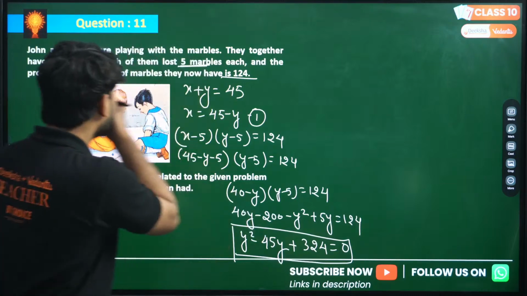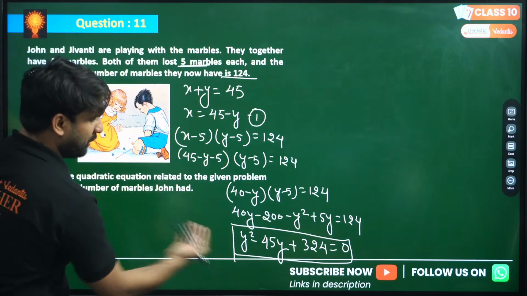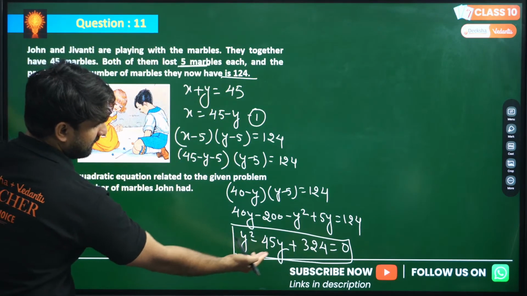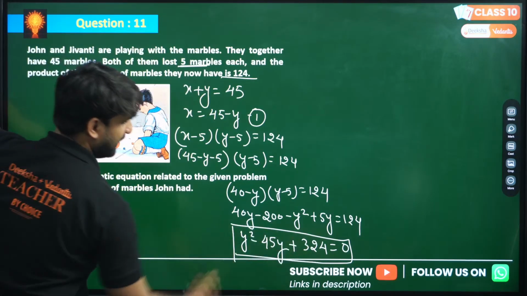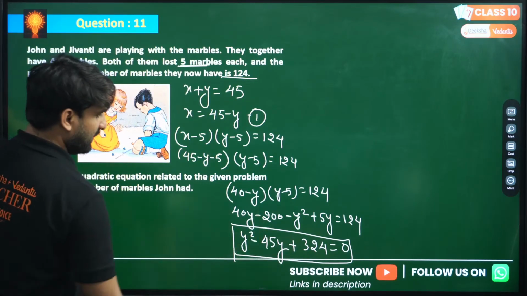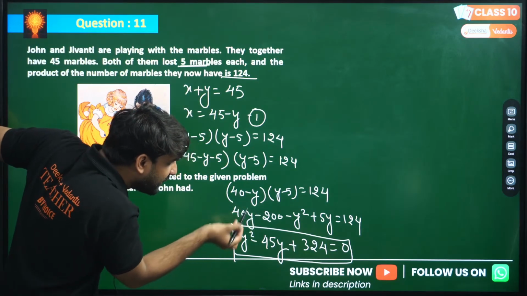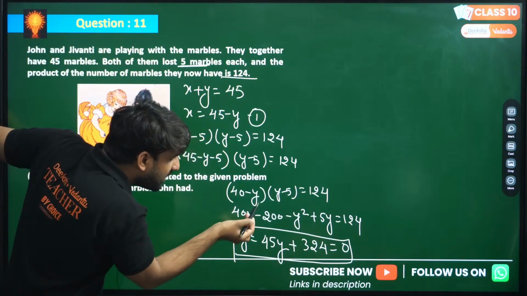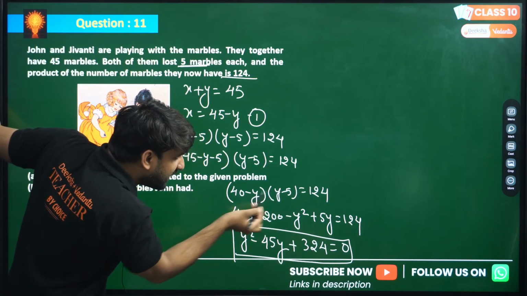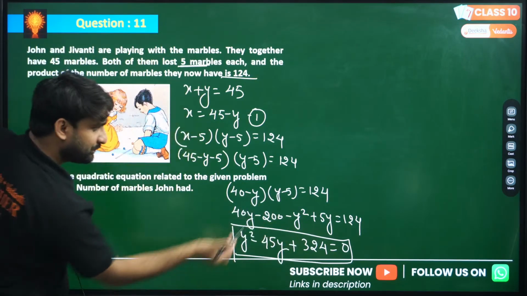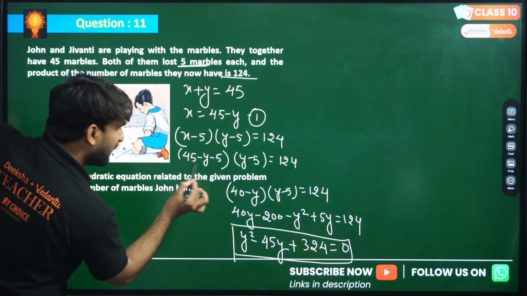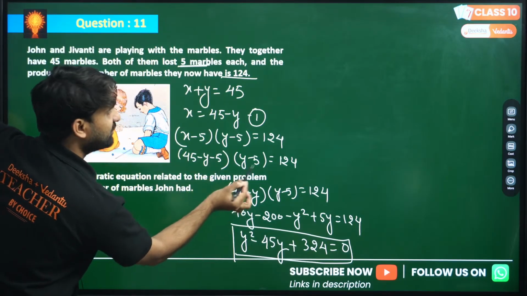Okay, so you all can solve. You have the quadratic equation y square plus 45y plus 324. Listen, what I'm doing here, I'm multiplying this bracket. 40 into y, 40y, 40 into 5, 200, minus y into y square, and minus minus plus 5y. This is because 45 minus 5 equals 40, and this is y minus 5.